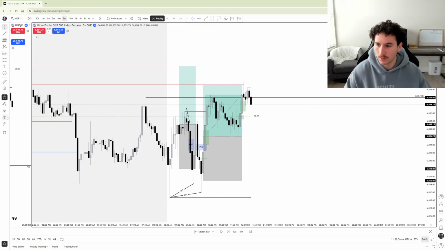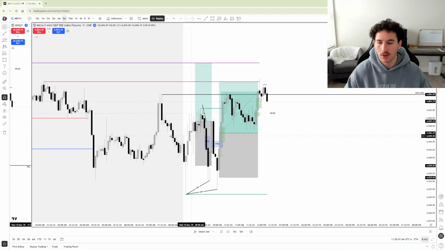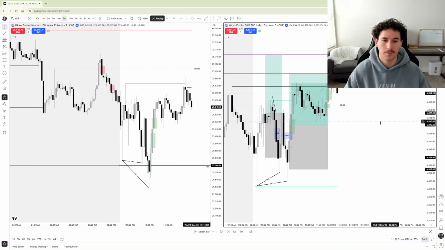I'll just show you price action on the 5-minute. It's not extremely choppy, but there's just a bunch of wicks and no delivery towards anywhere. So you can get caught up in it. But let's go over the trades I took. We do need NQ and ES. I'll just quickly show you here.